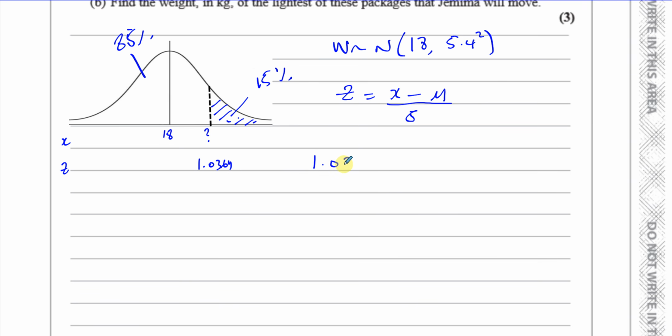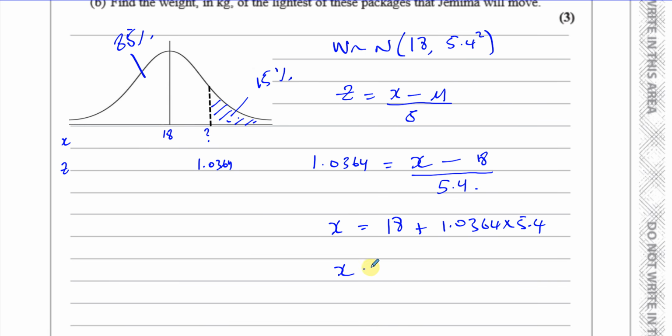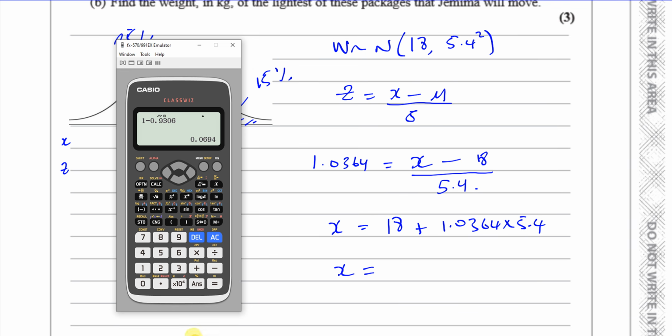Okay, I know the number of standard deviations above the mean it has to be, which is the Z value. That's 1.0364. And I have to find what the actual value is, minus the mean, which is 18, over the standard deviation, which is 5.4. So if I rearrange this, I'll end up with X equals 18 plus 1.0364 times 5.4, and that will give me the score that I'm looking for. So I'm going to take 18 and add to it 1.0364 times 5.4, and that will give me 23.596.